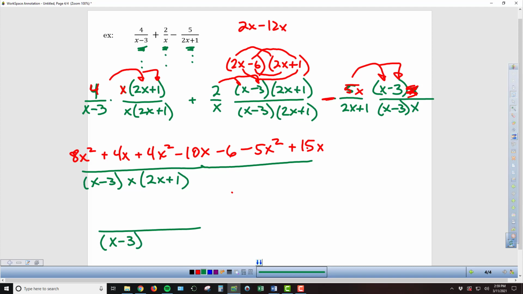So now, again, our denominator is going to stay put: (x - 3) times x times (2x + 1). And in the numerator, we just have like terms to gather. I can see I have a bunch of x squareds. So 8x squared plus 4x squared is 12x squared. Minus 5x squared gives us 7x squared. Then I can gather my x's. So 4x - 10x is negative 6x. And then negative 6x plus 15x gives us a positive 9x. And then lastly, I have one integer here, this minus 6. So we'll have a minus 6 as part of our answer.